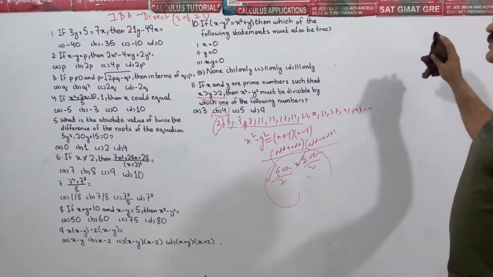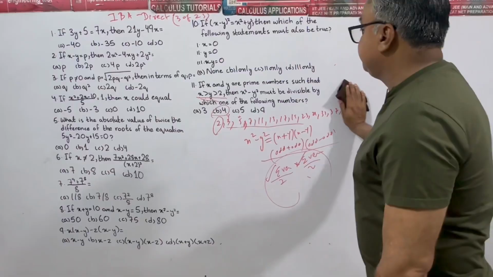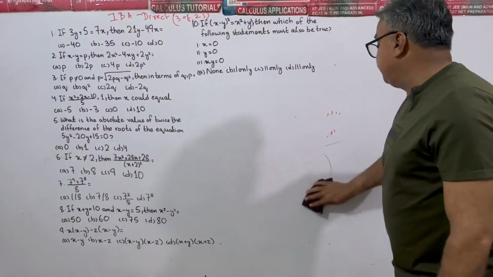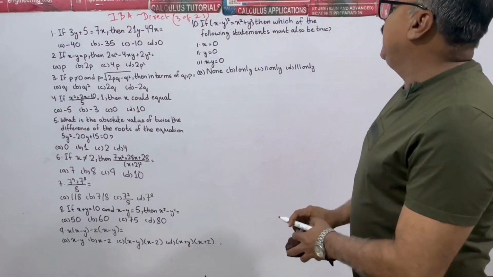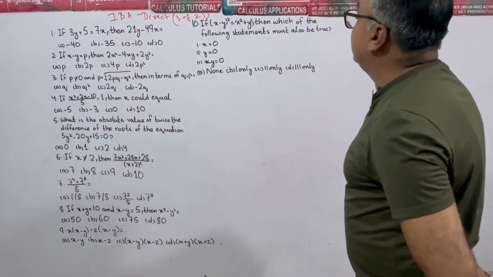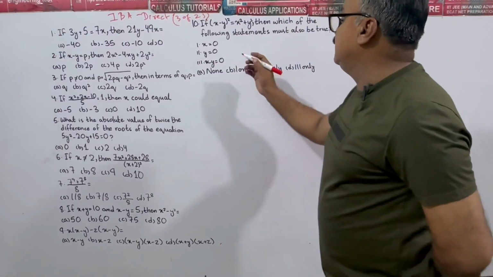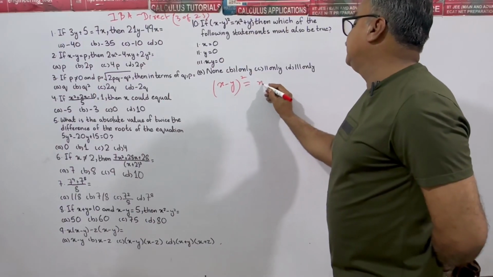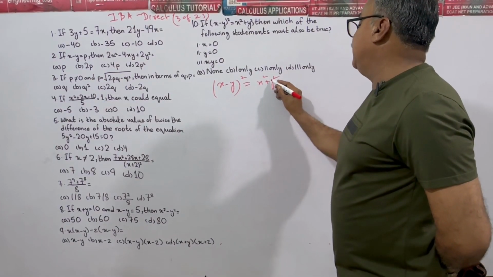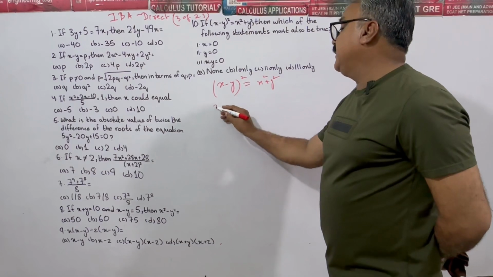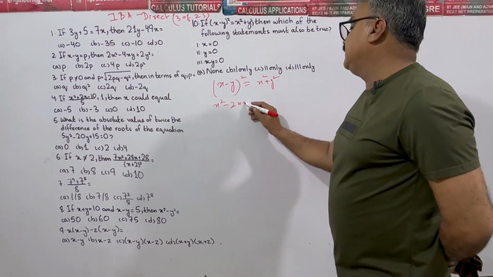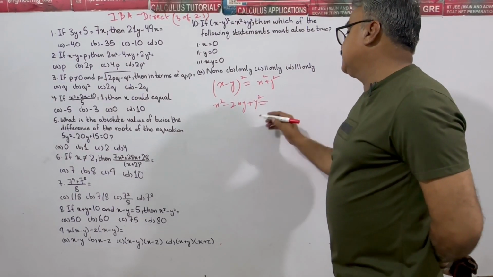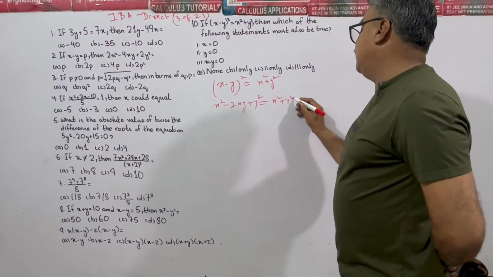Okay, cool. Moving towards question number 10. If x minus y is equal to x square plus y square, then which of the following statements must be true? It's really very simple. Just open up. We have two sides. Open up the perfect square: x square, twice first into second, plus the square of the second. x square minus 2xy plus y square, and on the right it's x square plus y square.